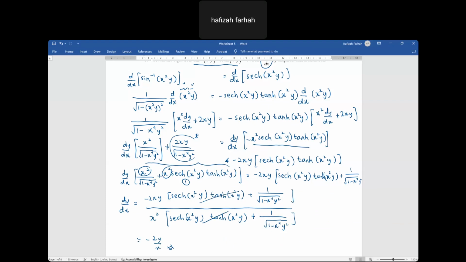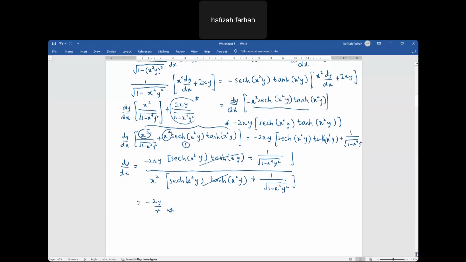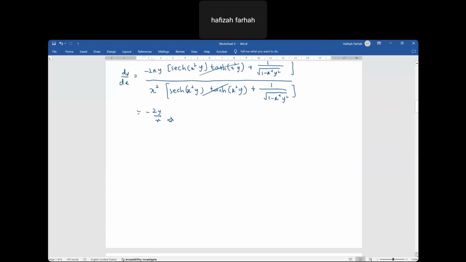Okay? Alright, everyone got it? Other methods are fine, it doesn't matter, as long as the final answer you get is negative 2y over x. Right? You got the same answer, right?